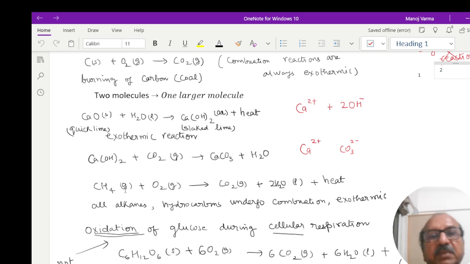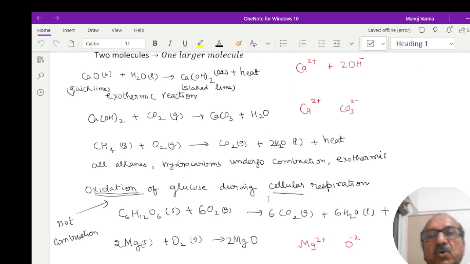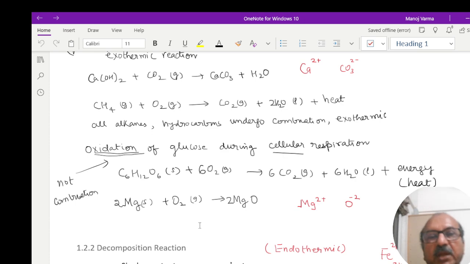Combustion reaction, like methane burns in oxygen to give carbon dioxide and water and heat is liberated, is an example of exothermic reaction because heat is liberated. So when glucose, this is not called combustion because here it is taking place inside of our body. So this is called oxidation. Glucose on oxidation gives you carbon dioxide and water, and heat is released, which provides us with all the energy that our body needs to perform the various body functions.